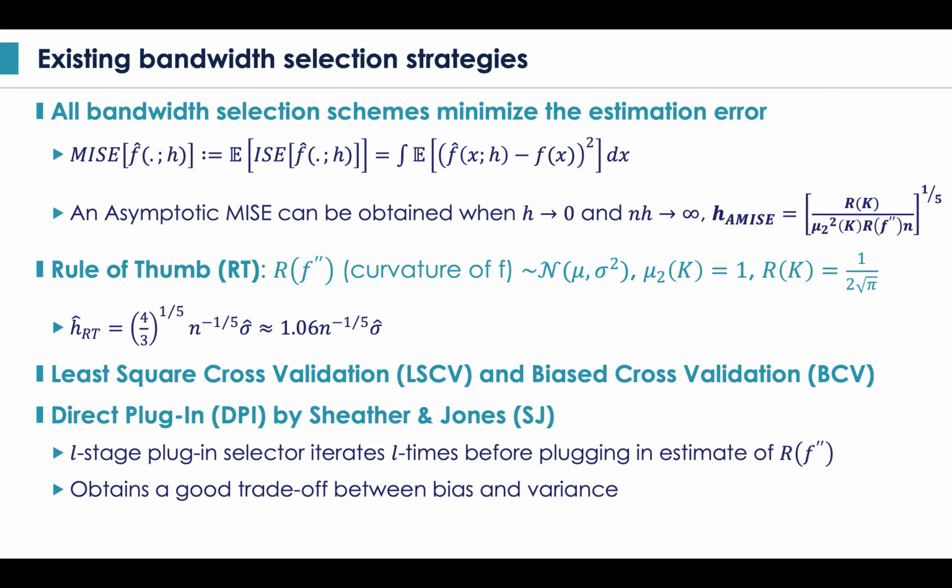In this technique, the approximation is not at the first stage. Like in the rule of thumb, we approximate R(f'') at the very first level by a Gaussian distribution. Here, we do multiple iterations of estimation before plugging in the estimate of R(f''). So this actually helps us in obtaining a good trade-off between the bias and the variance. This is a very good technique which is used popularly, and it's also available in the R package by the name of SJ. So this is a popular technique.